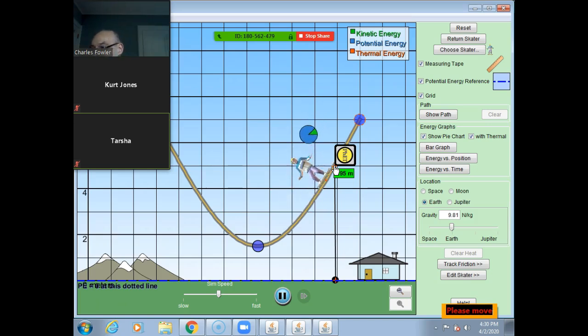So what's the mechanical energy at the minimum height? Now you probably can't give me a number, but tell me what it would be. Anyone have an idea? Don't give me a number, just tell me what it would be.